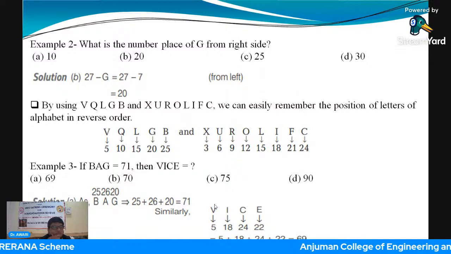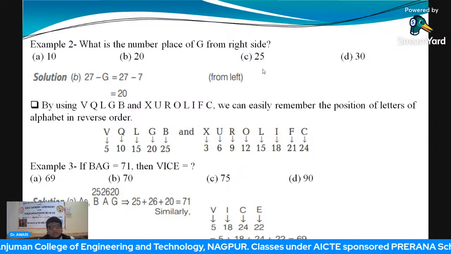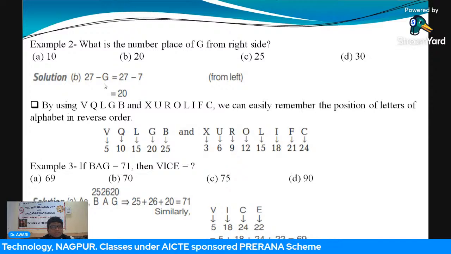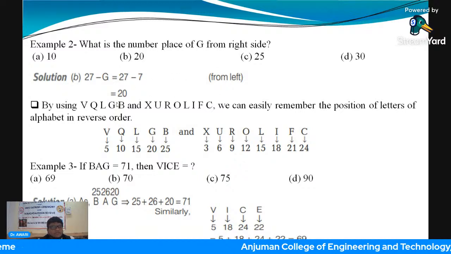Then example 2: what is the number place of G from the right side? For example, 10, 20, 25, 30. So 27 minus G is equal to 27 minus 7 from the left. What is the number of G from the right side? So here it is 20.